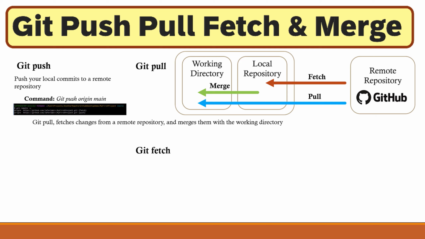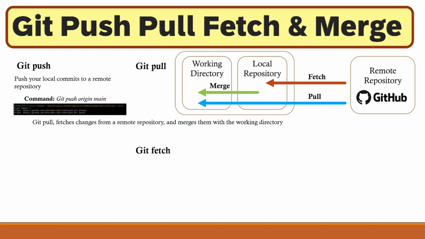Then there is the working directory, also known as the working tree, where we actively work on our files that are being tracked by Git. And with git pull, it fetches the change from our remote repository, and it also does a git merge, which merges the change into our working tree.